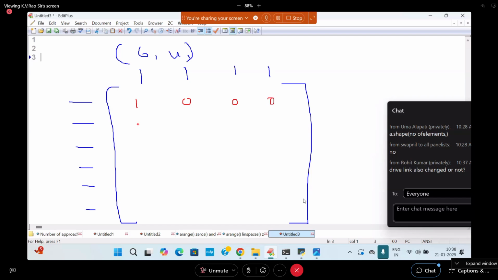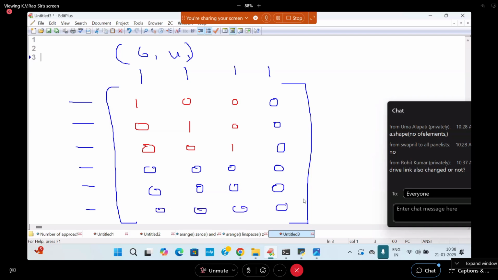Next, here, this anyhow I will fill it up with zeros. Next, 0, 1, 0, 0. Next, 0, 0, 1, 0. And the rest of them are filled with zeros only, students. Are you able to follow now? Where is the unit matrix prepared? In this place only. Are you following me?